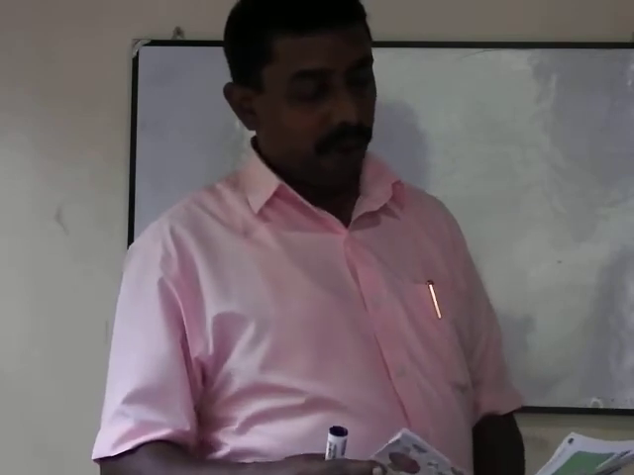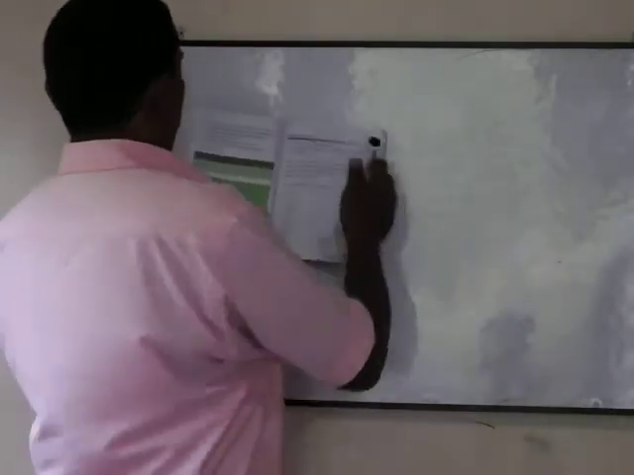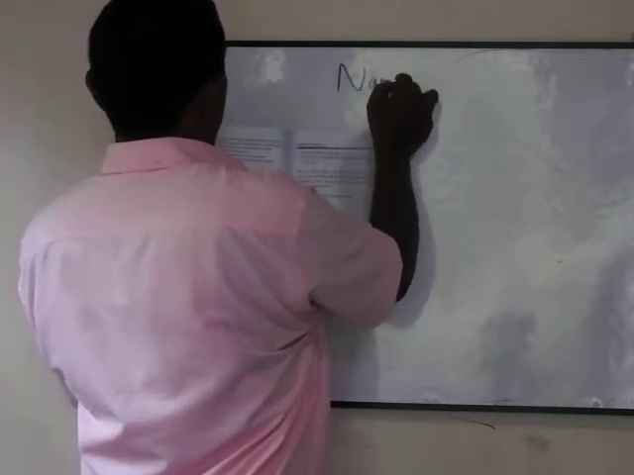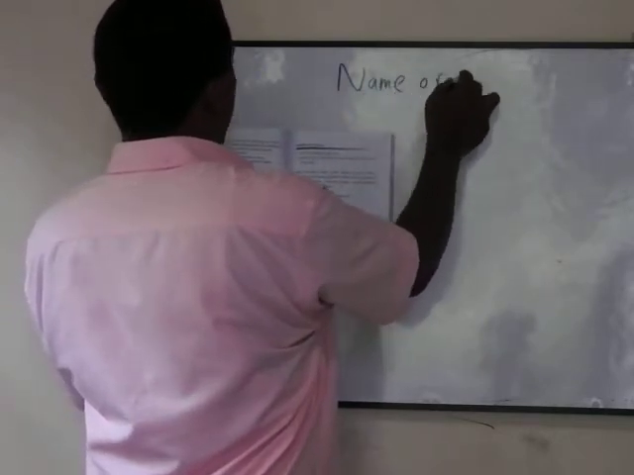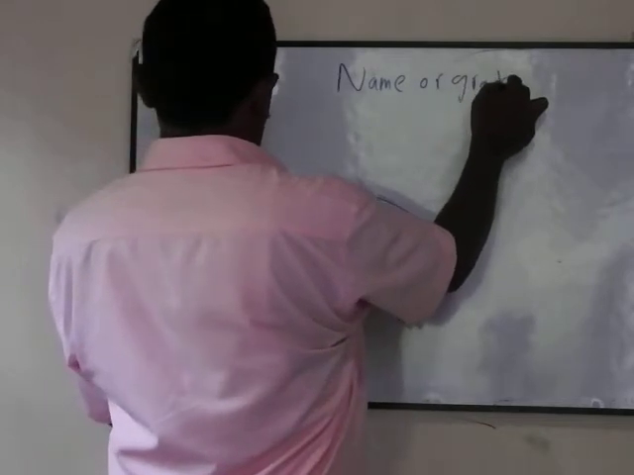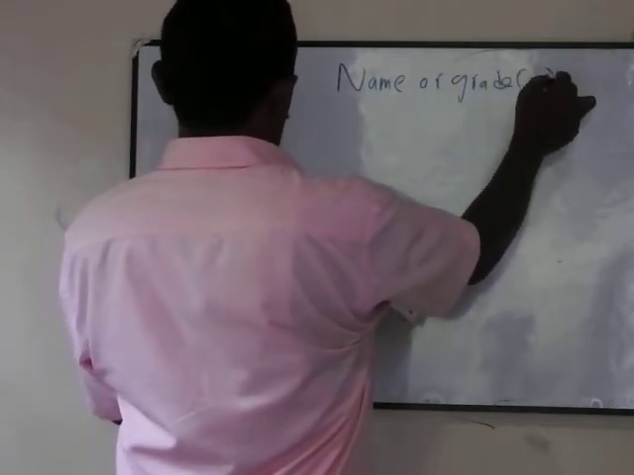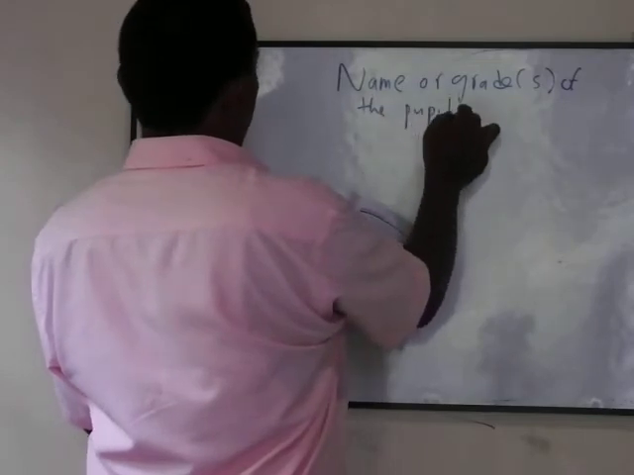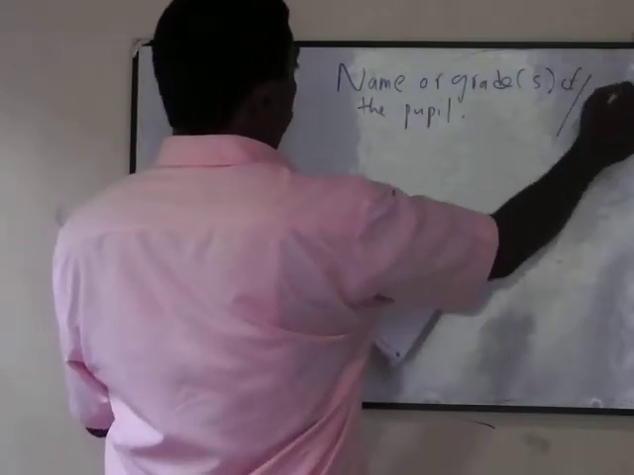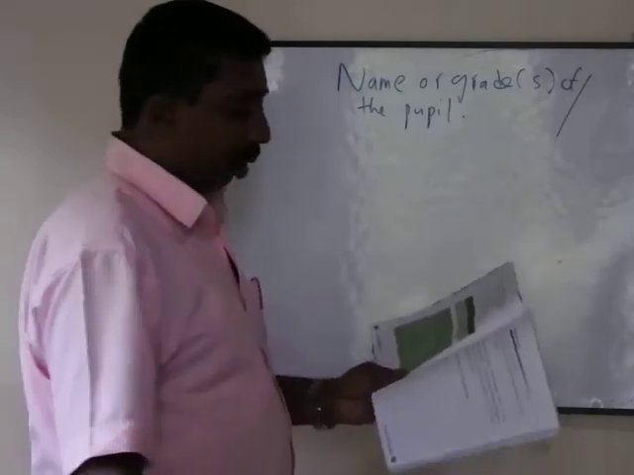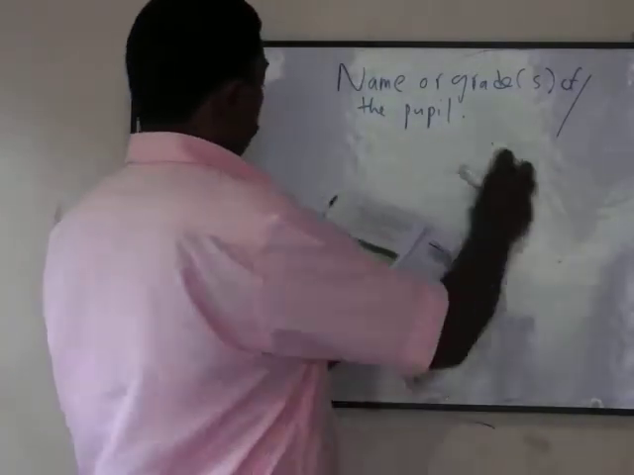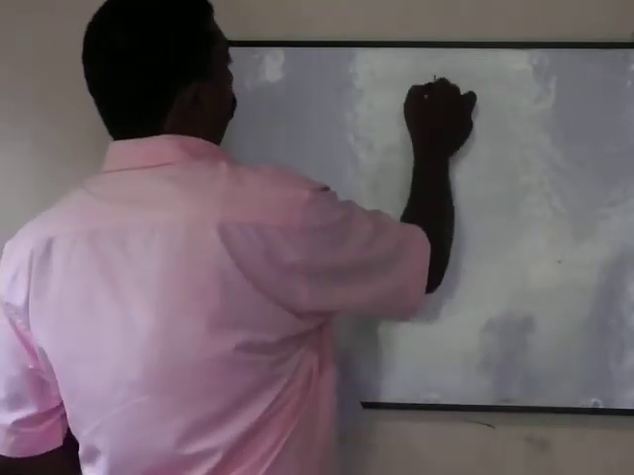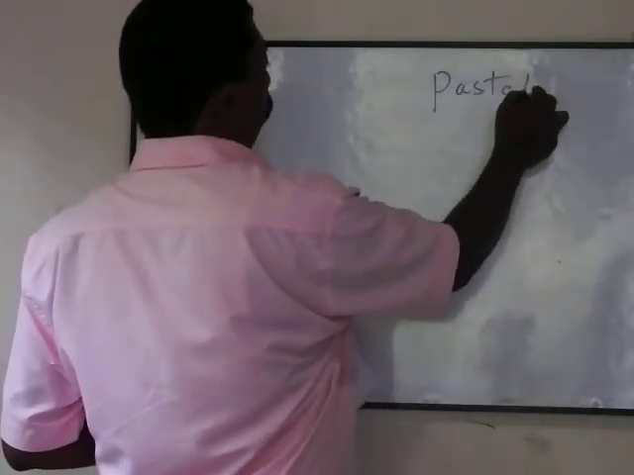Fill in the table: name or grade of the pupils, type of drawing, drawing medium used. Name or grade, or grades of the pupil. The type of drawing. In a drawing, a word. Medium, pastel. You have any pastel? P A S T E L. We pronounce this pastel.